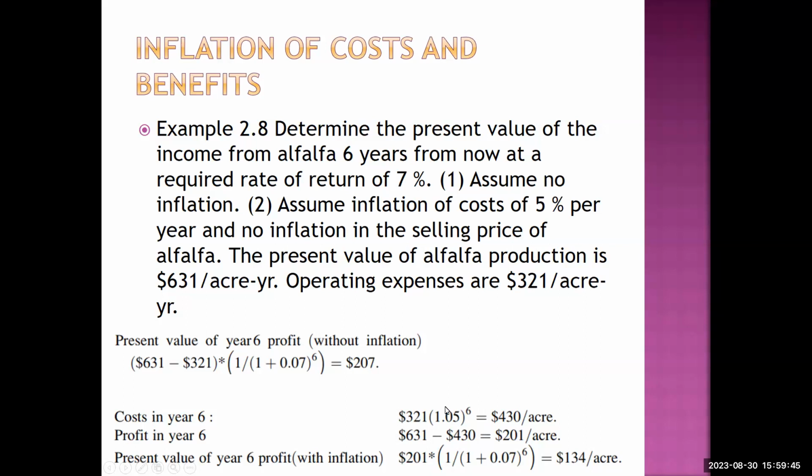But if our costs went up 5% a year, such that they were $430 an acre, then we'd have 631 minus 430 equals $201 per acre, or 201 discounted at 7% interest rate to $134 an acre. So you can see that even though you might do an economic analysis, if inflation changes, costs change, that can completely throw it off.